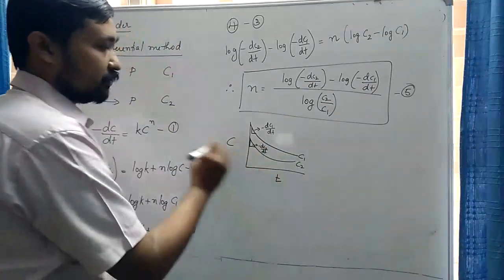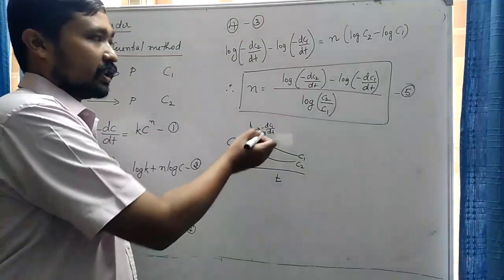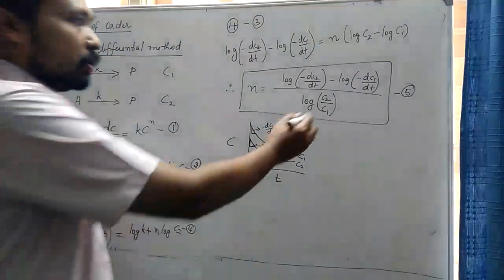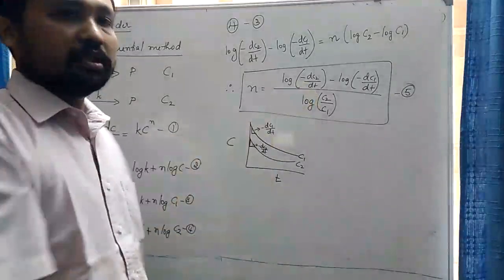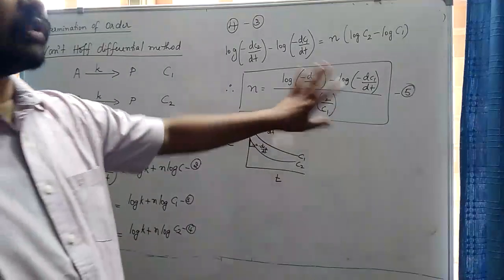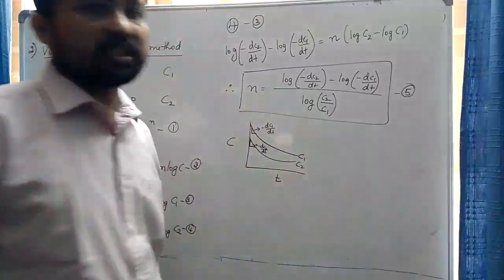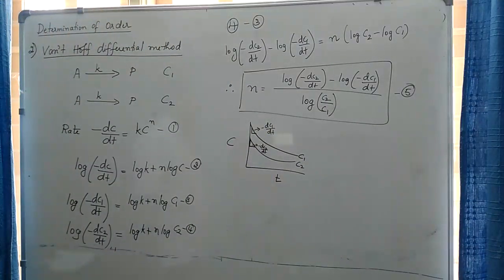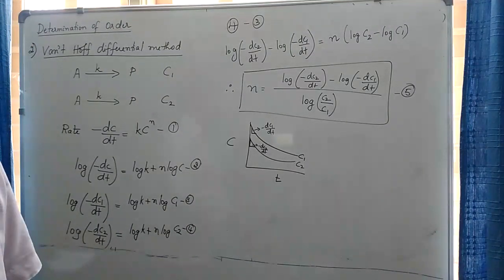So from this graph of concentration versus time, we can find the initial rates of the reaction. And the initial concentrations we already know, because we are the ones carrying out the reaction. So we know the values of C1 and C2, and by using this simple equation, we can find the order of the reaction. The advantage of this method is that it is less laborious compared to the general differential method.